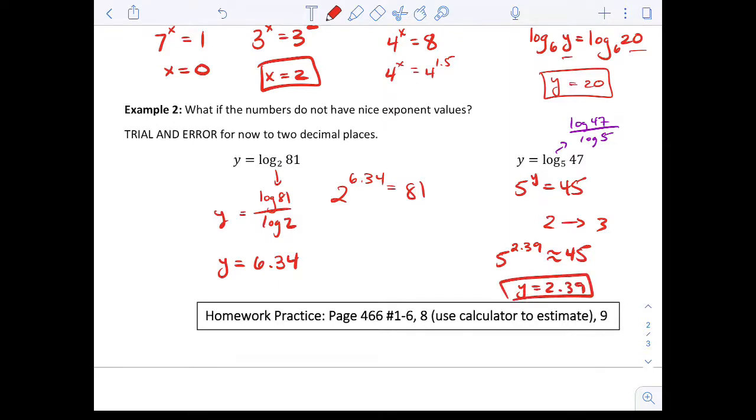And that's using that rule up the top. That's just getting common logs for both, because technically that's log base 10 of 45 divided by log base 10 of 5. That will give me that 2.39. And as I said, I'm going to talk about that in the next section, but that's how we can evaluate these.